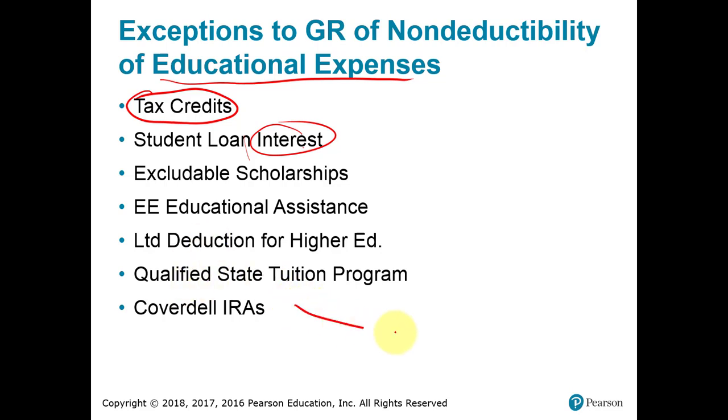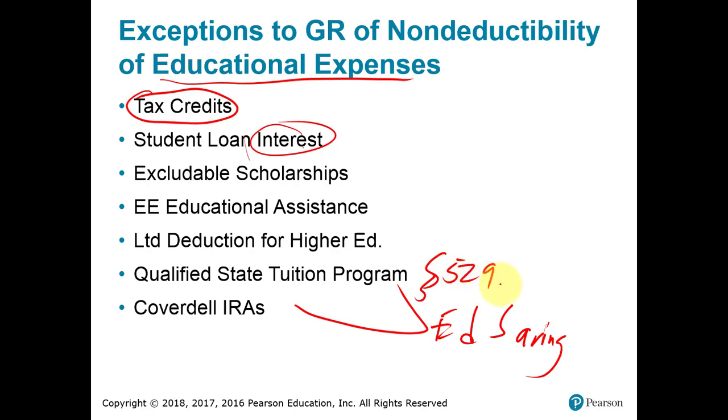There are different ways of saving for education, educational savings. Of the two mentioned here, this qualified state tuition program, sometimes called a Section 529 educational savings account. Of this and this one, the better one is this 529 versus the Coverdell, which we'll see. I'm not sure why they classify it as IRA, but we'll see it in part 2 of the video lectures.